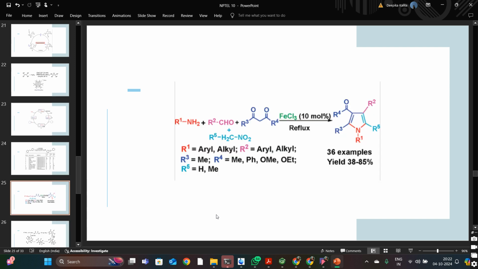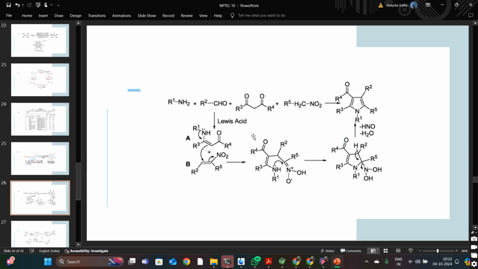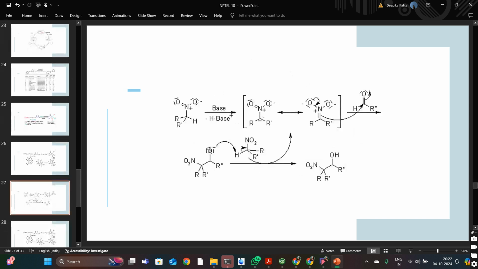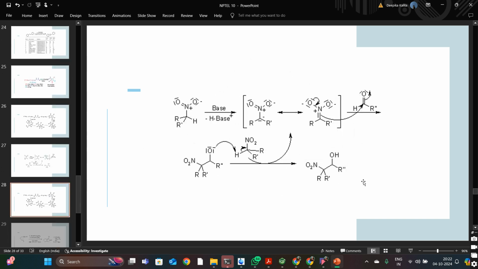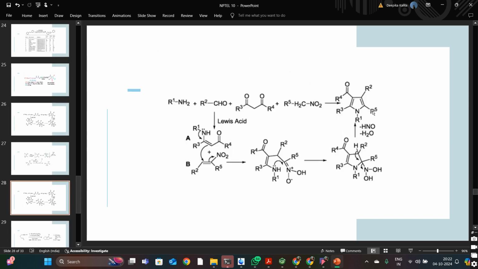Then we came across this multi-component reaction between an amine, an aldehyde, a diketone, and a nitroalkane. Okay, and we saw that first the diketone and the amine undergoes the enamine formation reaction, and the nitroalkane and aldehyde undergoes Nef reaction, whose mechanism also we discussed. Okay, and the ultimate product we got was highly functionalized, highly substituted pyrrole ring.